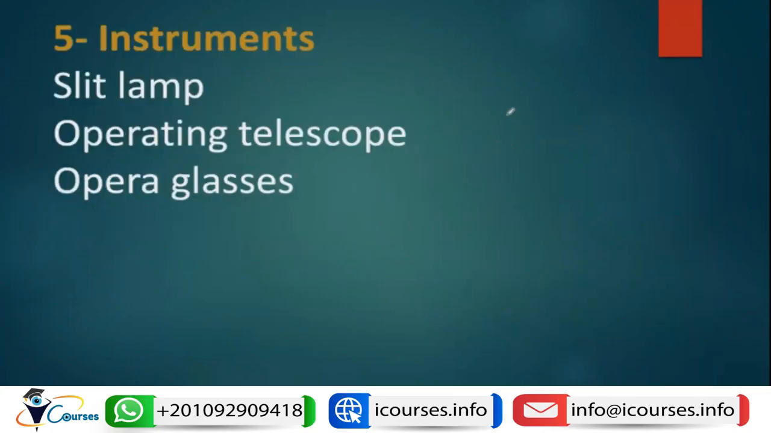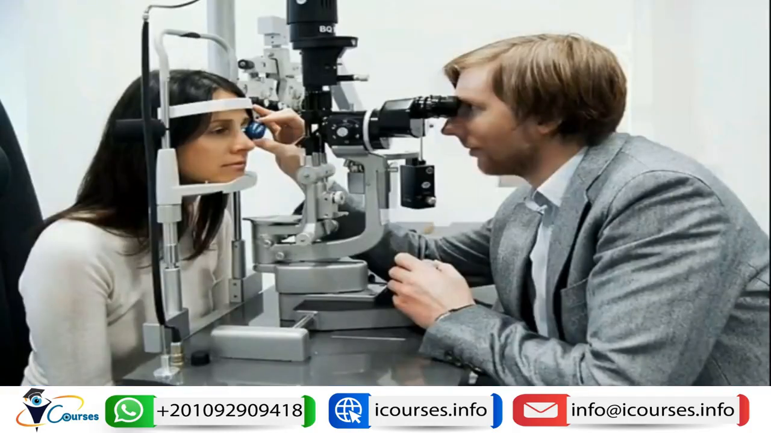The Galilean telescopes are incorporated in different instruments, so they have an important value in major instruments used in ophthalmology, like the slit lamp, like the operating telescopes, and like in opera glasses. So in the slit lamp we have this magnification knob, and this magnification knob is based on the Galilean telescope, as we will say now in the slit lamp lecture.